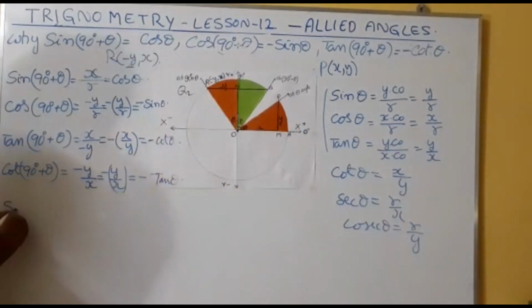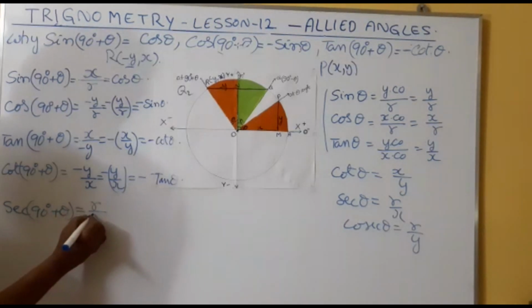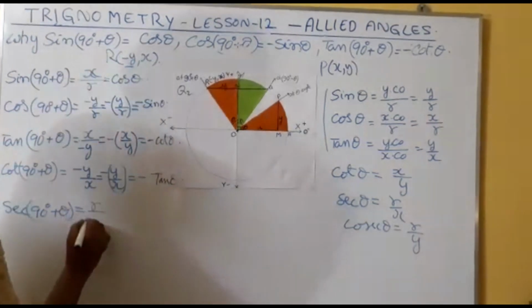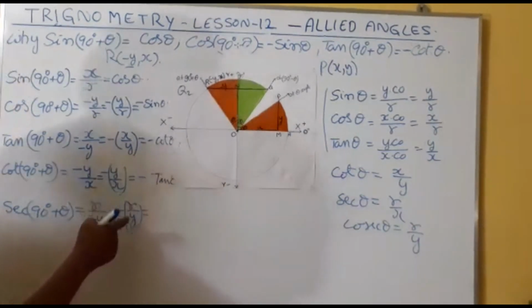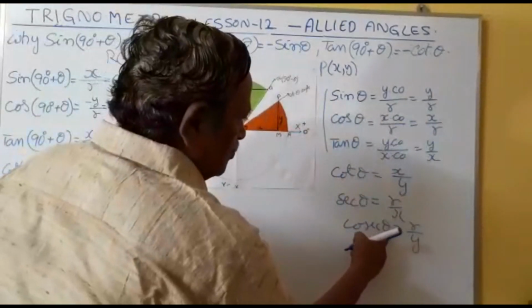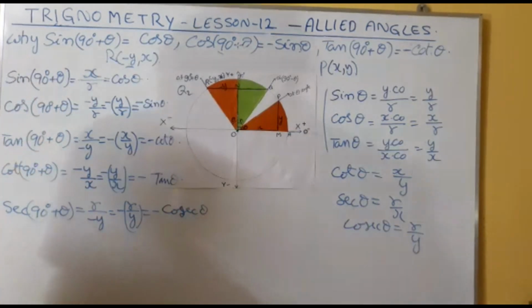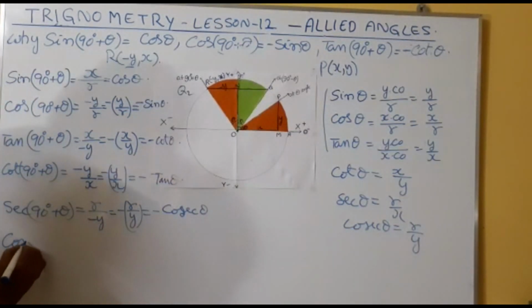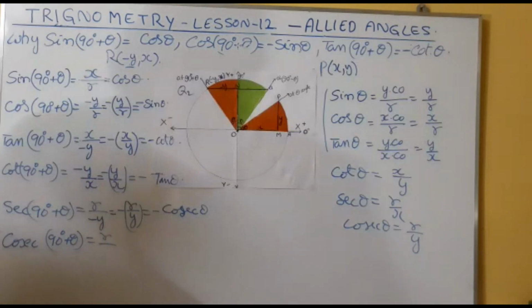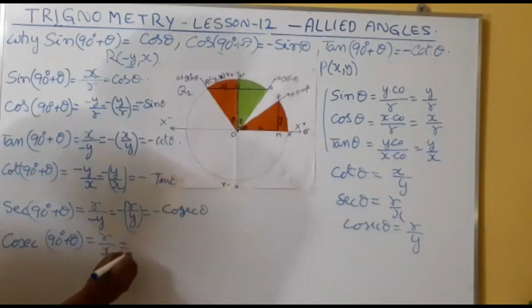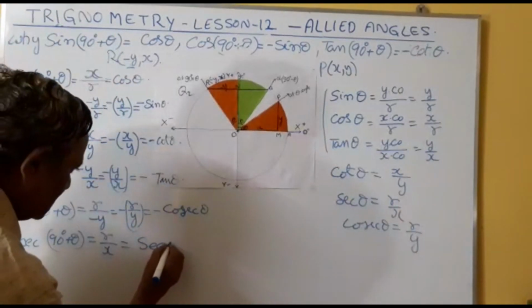Similarly, sec 90 plus theta equal to r by x coordinate, which is minus y, that equals minus r by y, that equals minus cosec theta. Therefore, minus cosec theta. Cosec 90 degrees plus theta equal to r by y coordinate, which is x, that equals r by x, equal to sec theta. Therefore, this is equal to sec theta.